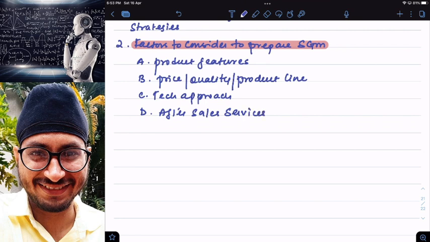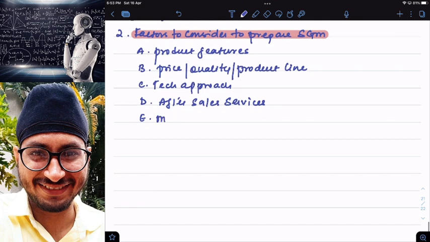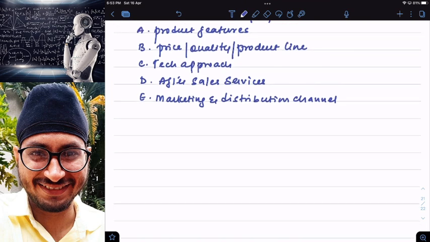Next, I can also compare the companies based on marketing and distribution channel. Here I can also compare the companies on the basis of technical assistance to customers.